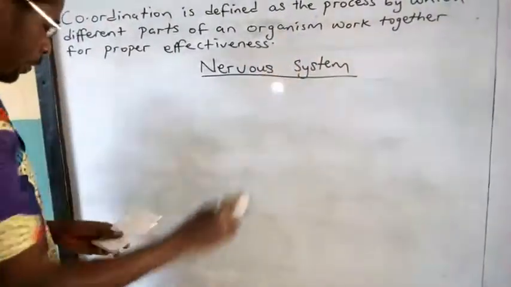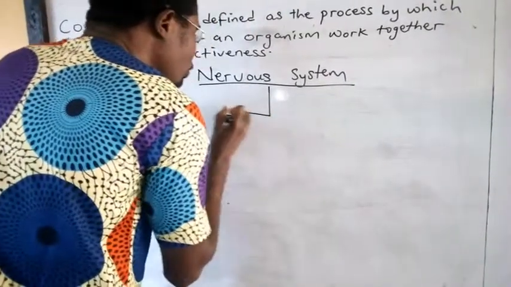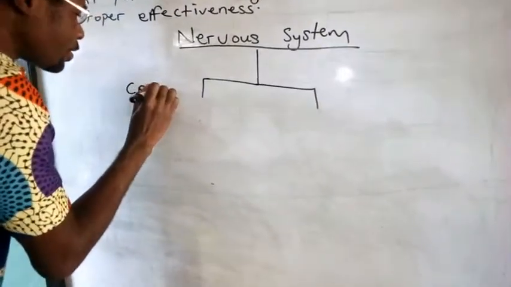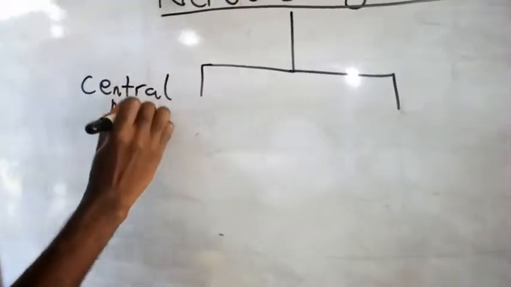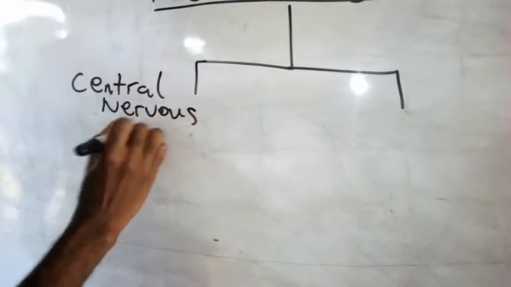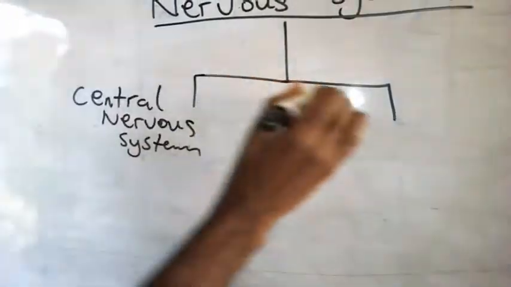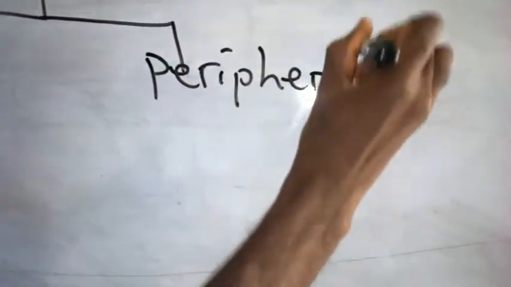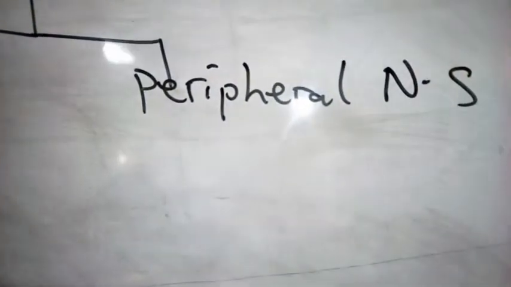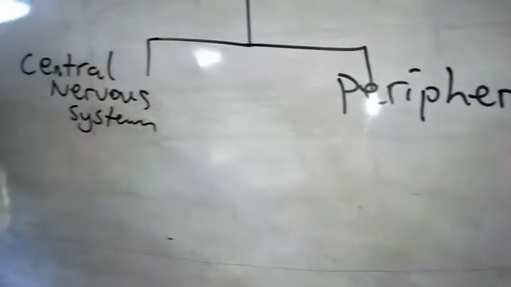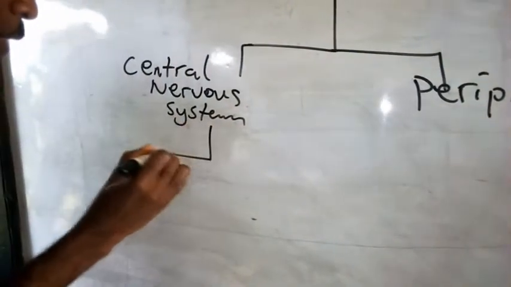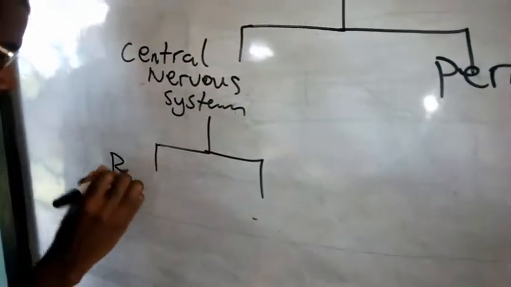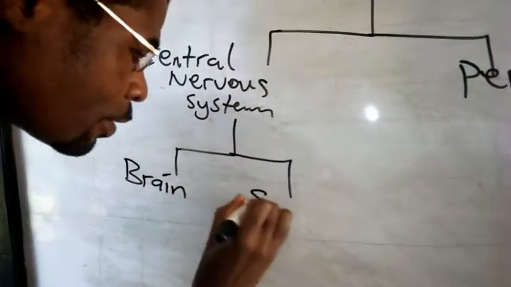The nervous system is the umbrella, and this umbrella gives rise to two main branches. Those two main branches are the central nervous system and the second branch is the peripheral nervous system. Now, the central nervous system is further divided into two subgroups. Those two groups are very important organs, which include the brain and the spinal cord.